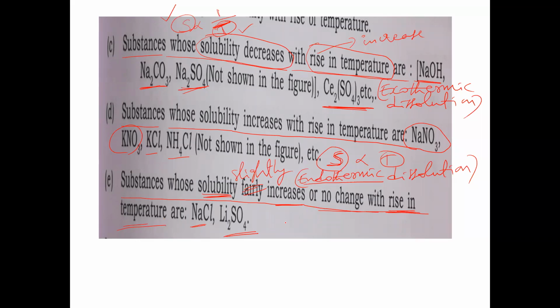With rising temperature for NaCl, we understand solubility versus temperature. The NaCl curve will be like this. That means a very slight increase in solubility when temperature increases. So this is the solubility curve of NaCl. This point we have to understand, and it's about the solubility concept.